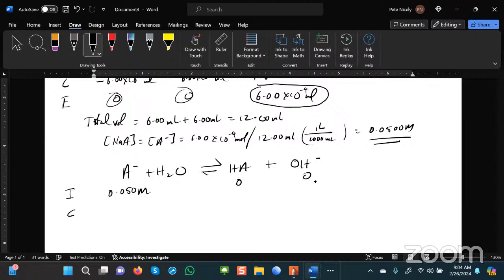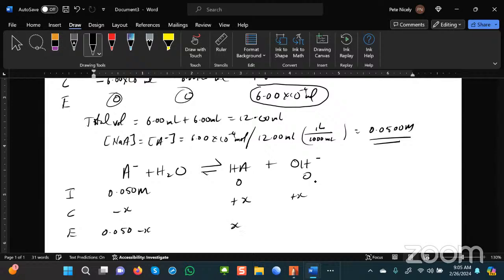The change here is going to be minus X because we don't know, it's a weak base. We don't know how much of it will dissociate. So we're going to say that X represents the amount of A minus that reacts, which means that according to the stoichiometry, the change in HA would be plus X, and the change in the OH minus would be plus X as well. So at the equilibrium stage, you're going to have 0.050 minus X.